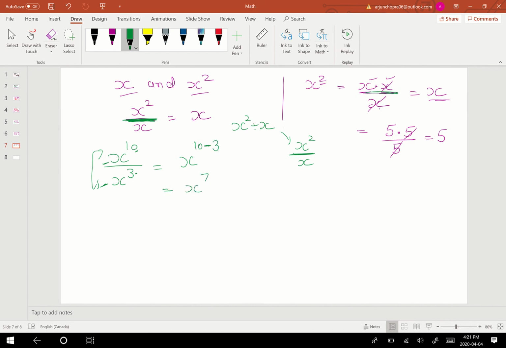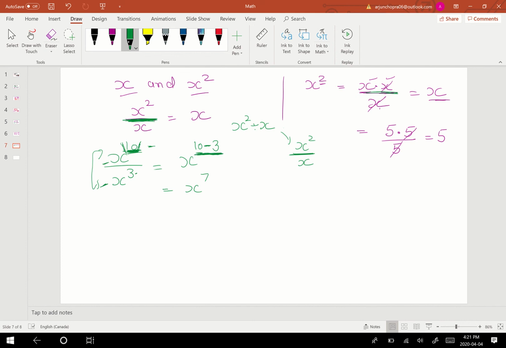So how are you going to subtract the exponents? You will take the exponent of the top term, which is 10, minus the exponent of the bottom term. That's what I've done here. And then the base remains in the numerator.